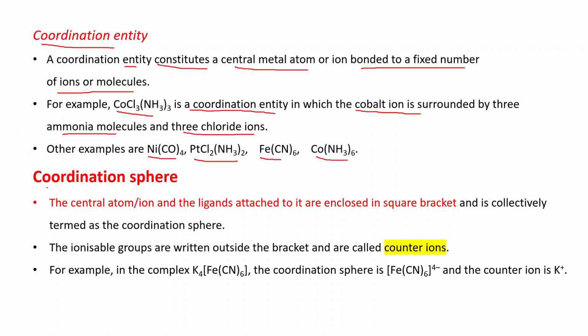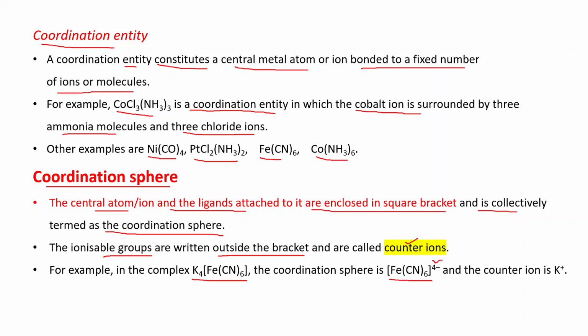Okay. Coordination sphere. The central atom or ion and the ligands attached to it are enclosed in square brackets and is collectively termed as the coordination sphere. The ionizable groups are written outside the bracket and are called counter ions. For example, in the complex K4[Fe(CN)6], the coordination sphere is [Fe(CN)6]4-, okay, and the counter ion is K+.